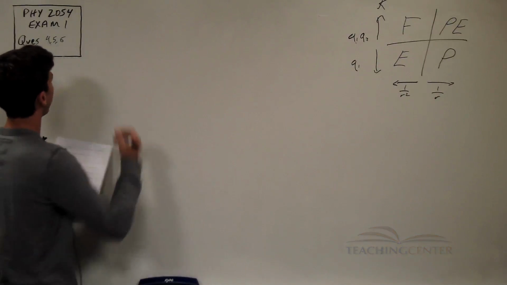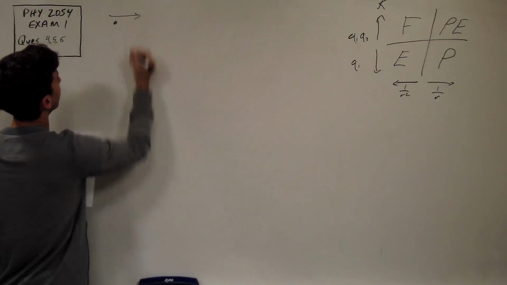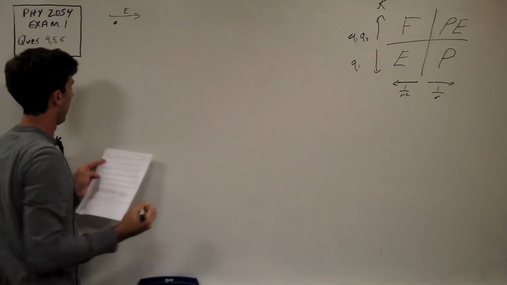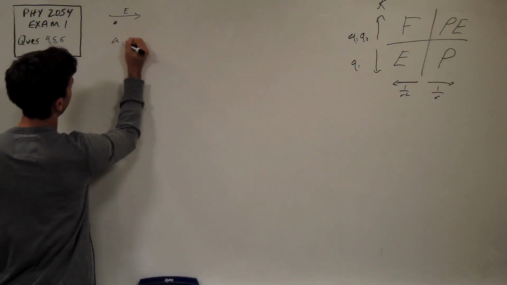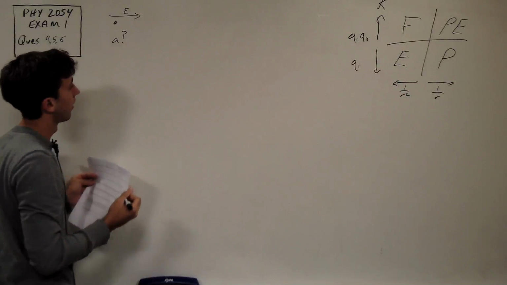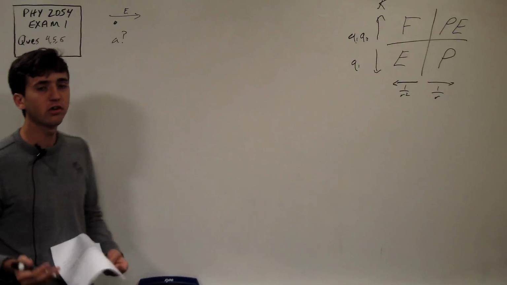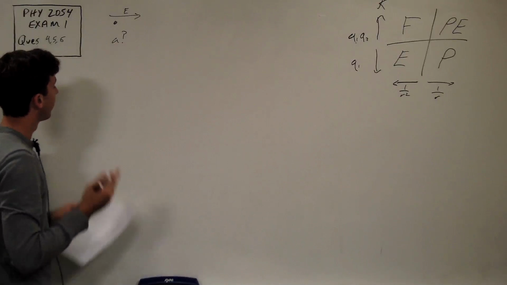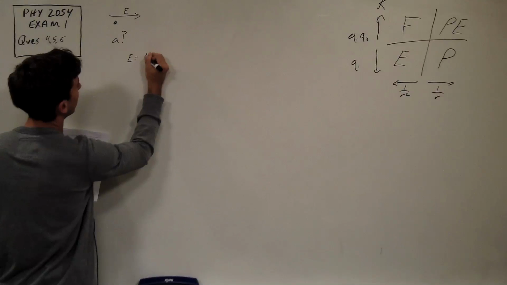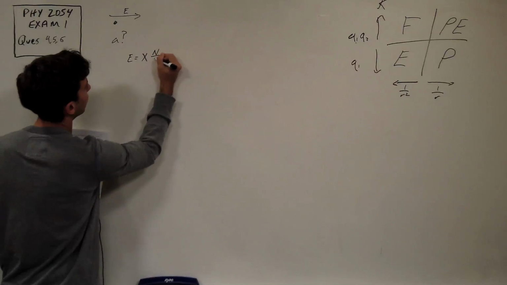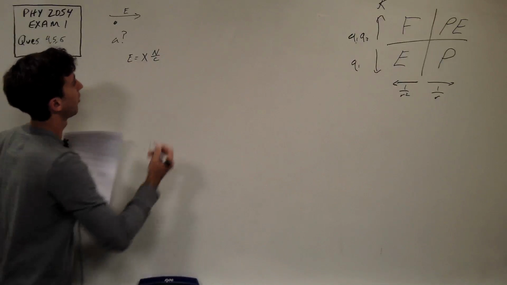So the question says you have an electron, you've got some sort of an electric field, and it asks what the acceleration is. Okay, so this is a perfect problem. If you're stuck, look at dimensional analysis. The electric field is equal to, let's call it x newtons per coulomb. Now what you want is a force. Force is measured in newtons.